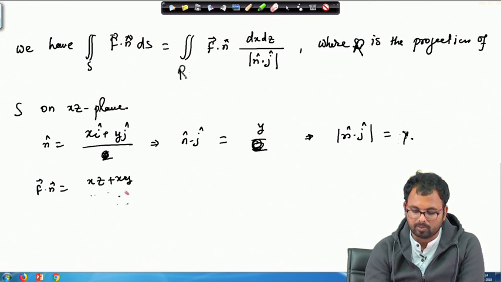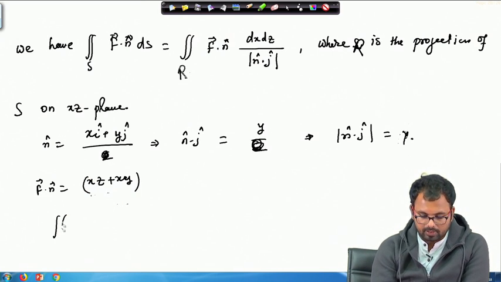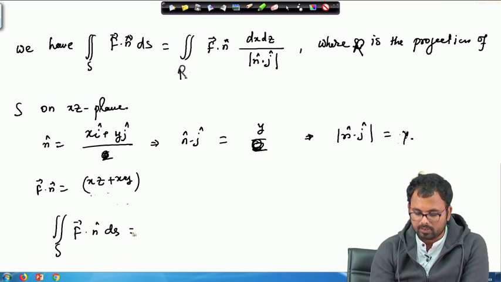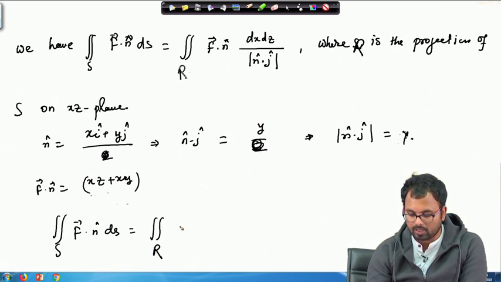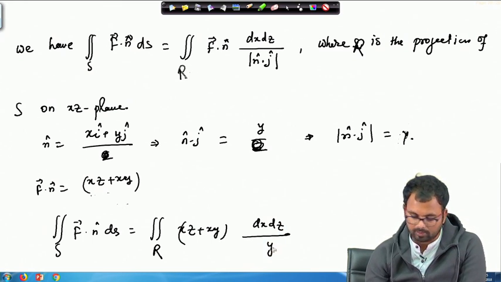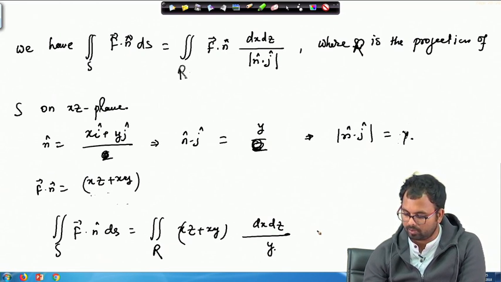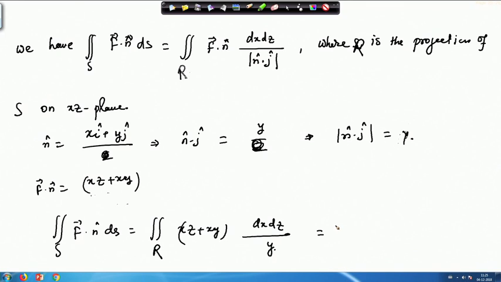So when we take the dot product, now we substitute all these values here. Our required surface integral over S of f dot n ds is equal to the integral over region R of f dot n, which is xz plus xy, times dx dz over n dot j. So n dot j is simply y. And now, if we take the projection on R, then this will be the integral over the region R.